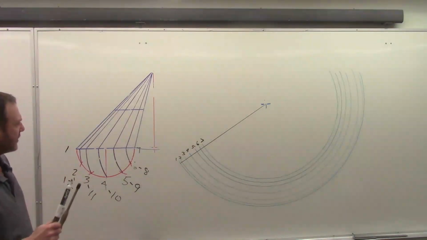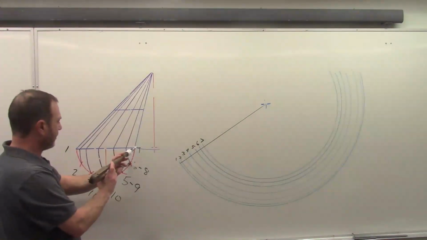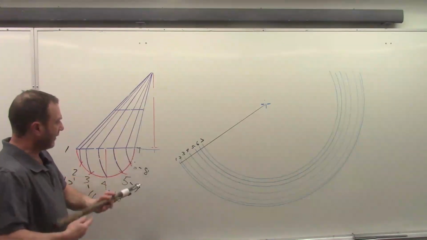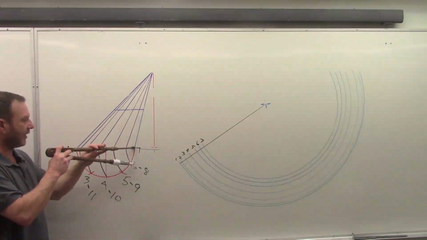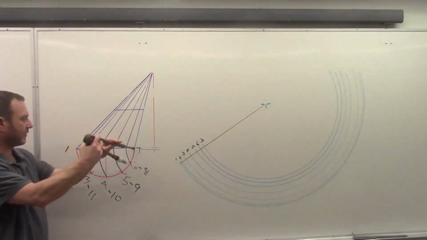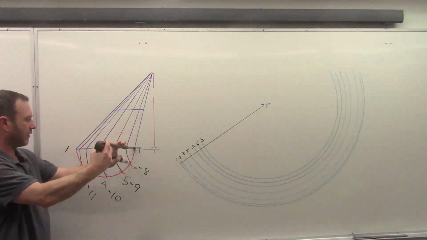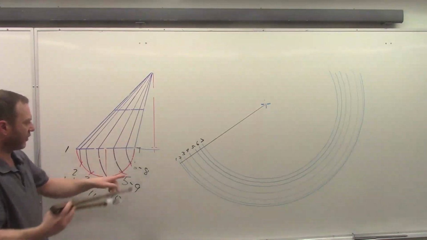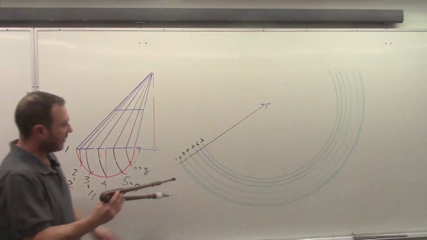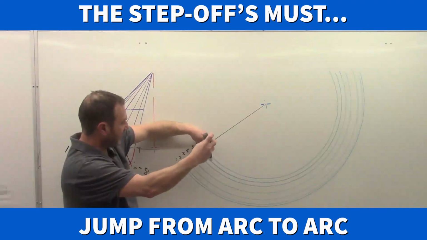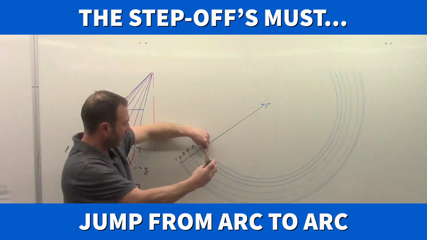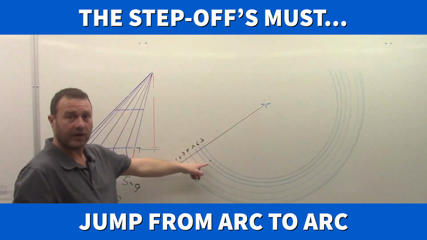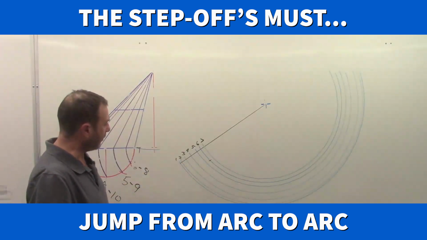And what we're going to do is pick up that 1/12 division. And I'm going to start at 7 here, and I'm going to go to 6. Just as our elevation view shows, 7 to 6. And I am literally going to step off from 7 to 6. So I've jumped the line here. And that's different from other radial line we've done.